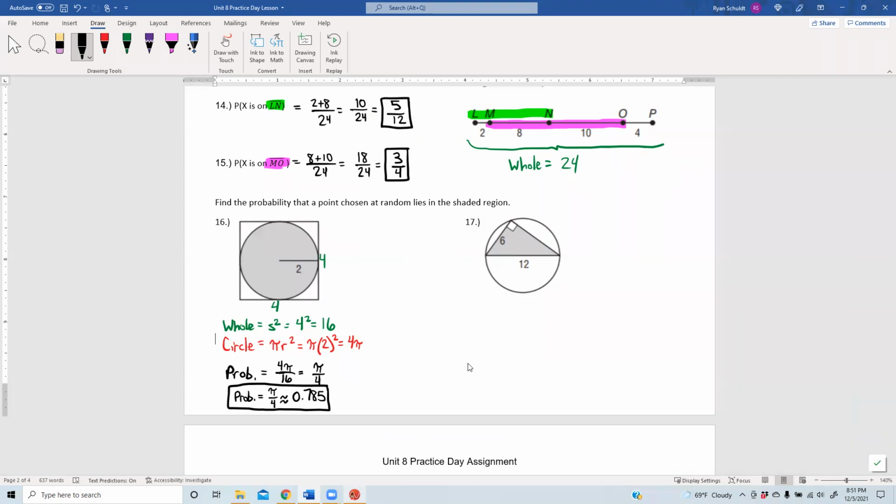Okay. So now here, the whole thing is my circle. And the diameter is 12. The radius is 12 divided by 2, which is 6. So pi r squared would be pi times 6 squared, which would be 36 pi.